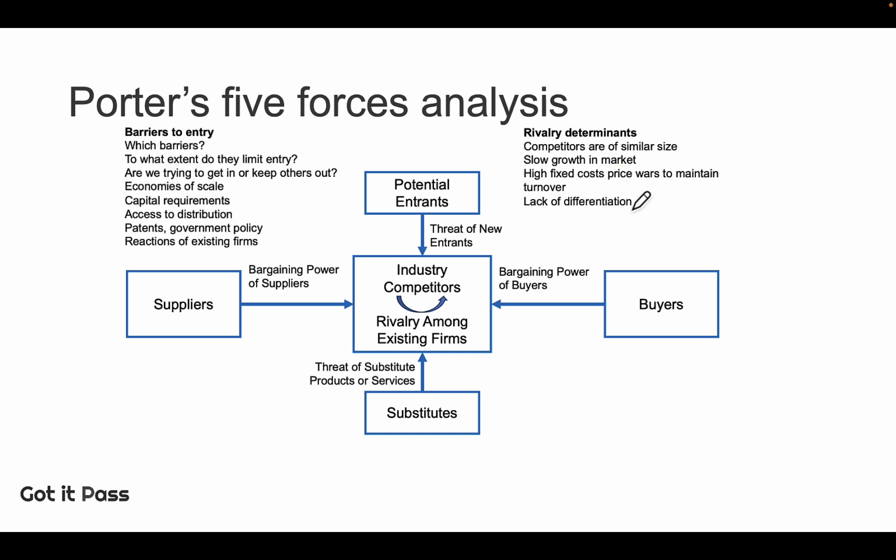And next is about the entry barriers. So which barriers? We have different types of barriers. We will name them. And to what extent do they limit entry? Are we trying to get in or keep others out? These are the questions. And here are the barriers, like economies of scale, where the industry is one where unit cost declines significantly as volume increases, such that a new entrant will be unable to start on a comparable cost basis.